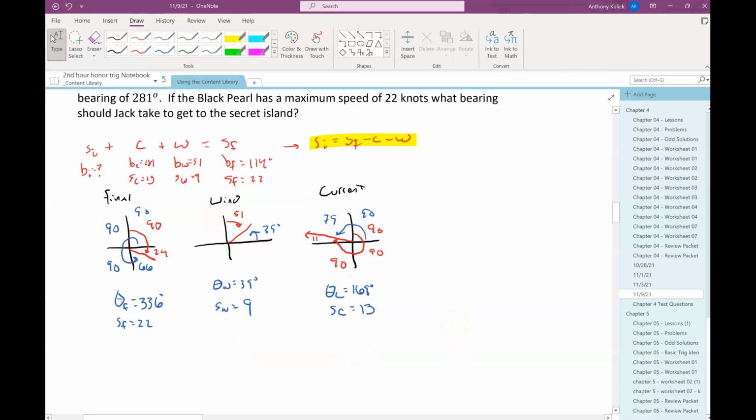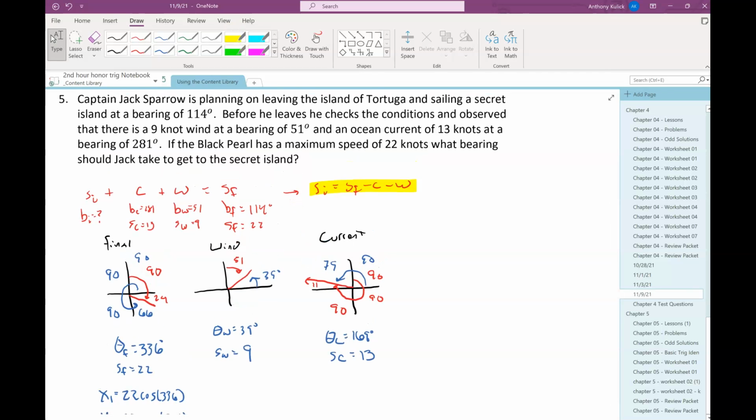Margot, so far so good? Yeah. Okay. I'll resolve these into components then. So just speed times cosine of my standard position. Wait, I actually have more questions. Sorry. Yeah, go ahead. Where did you get the 13 from? The problem? Oh, it says the ocean current at 13 knots at a bearing of 281. Okay, my bad. No problem.